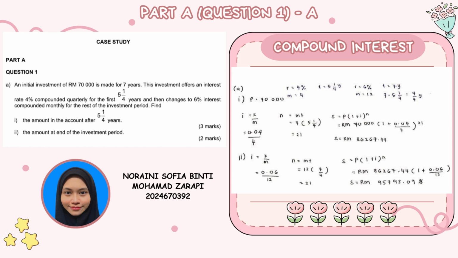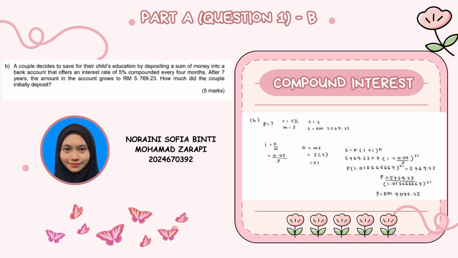In this question, I will use the compound interest formula. Insert all the numbers into the formula and you will get the final answer, which is RM86267.44. In question number 2, I will use the same formula, which is compound interest. Insert all the numbers into the formula and you will get the final answer, which is RM95793.09.